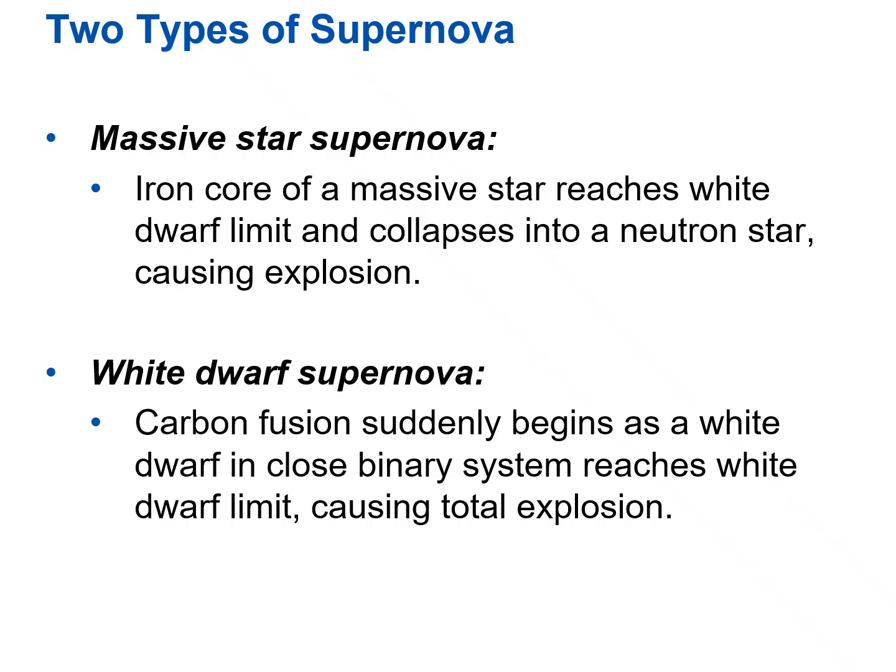So that's where the iron core of a massive star reaches the white dwarf limit and collapses into a neutron star, causing an explosion. But what I'm talking about now is when a white dwarf gets to and then exceeds 1.4 solar masses, it can't handle it, it will explode. Carbon fusion suddenly begins as a white dwarf in a close binary system reaches the white dwarf limit, causing a total explosion.